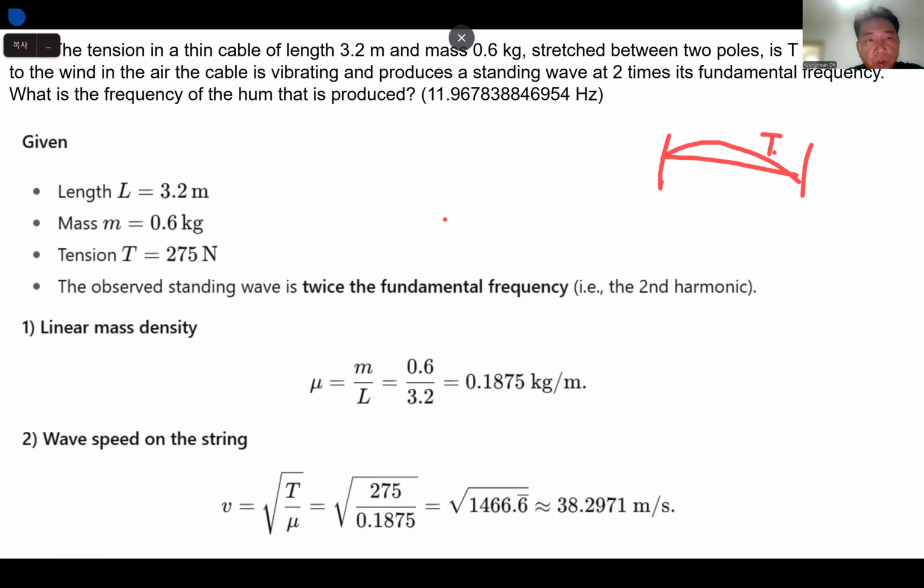So what we want to know is, here is what is given. Length is given, mass is given, tension is given. The observed standing wave is twice the fundamental frequency. So that means it's the second harmonic. So the first thing we need to know is the mass density, because it's a string, we need the mass density and the tension to find the velocity.